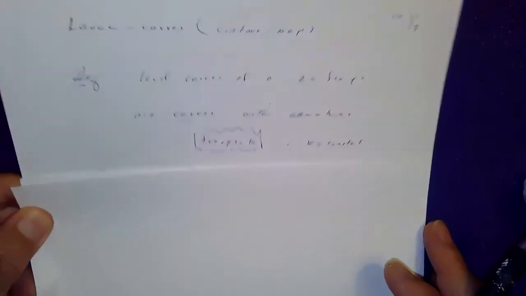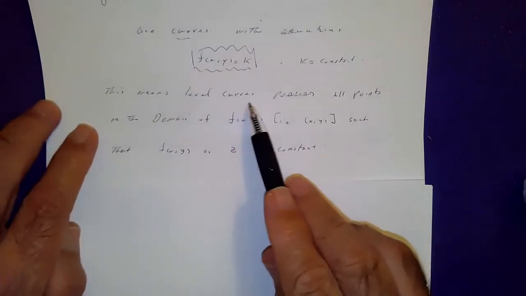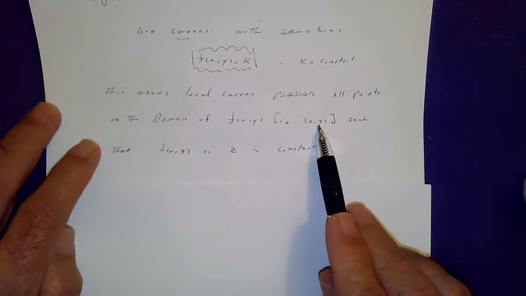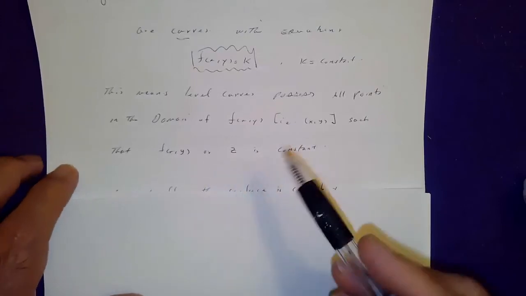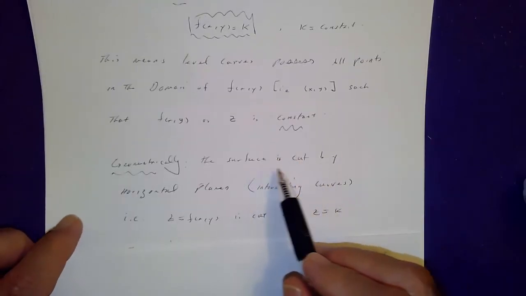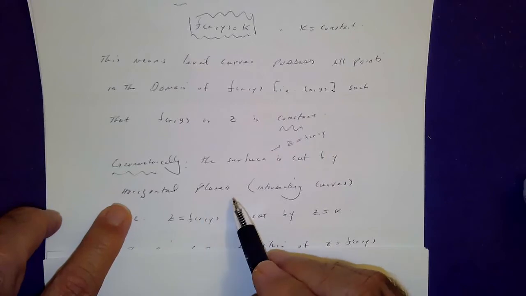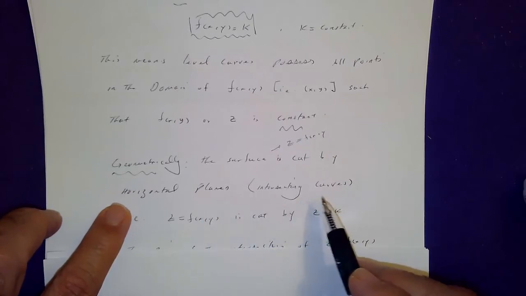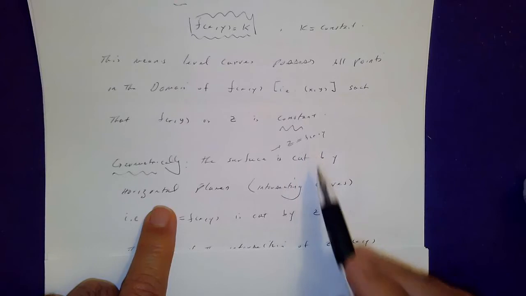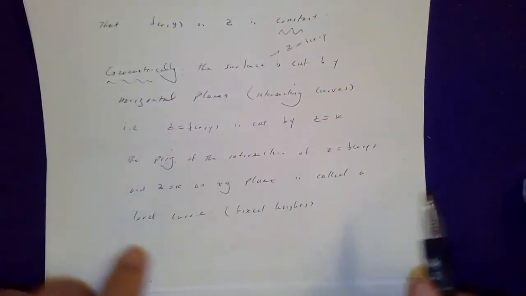So let's see an example of it. Before we do an example, let me just elaborate. Level curves consist of all points in the domain of f of x, y, a bunch of ordered pairs, such that f of x, y, or z, is constant. Geometrically, it means the surface z equals f of x, y is cut by horizontal planes, and the intersection of the horizontal planes and the original surface, when projected onto the xy plane, is called the level curves.